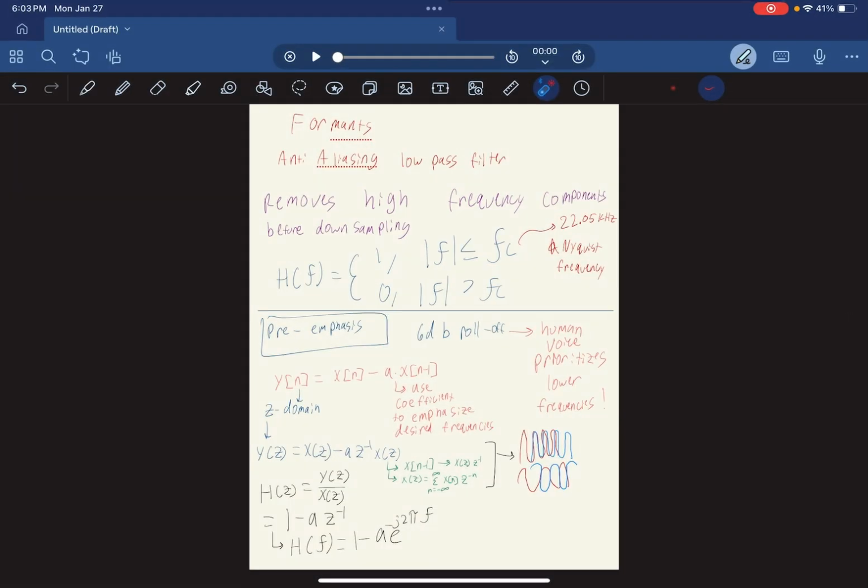All right, and now today we're talking about formants. Woohoo! Formants! So, how this is going to work is I'm going to explain to you guys real quick a bunch of different ways we process a sound before we extract formants from them.